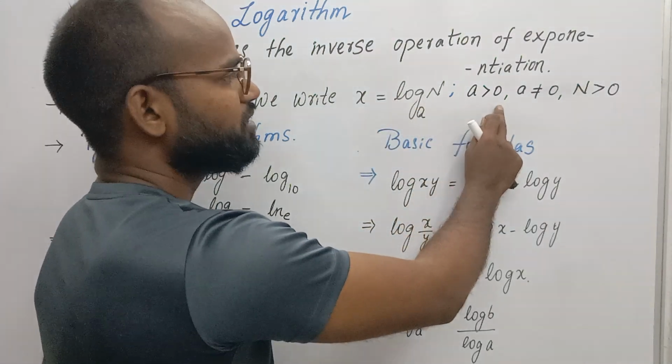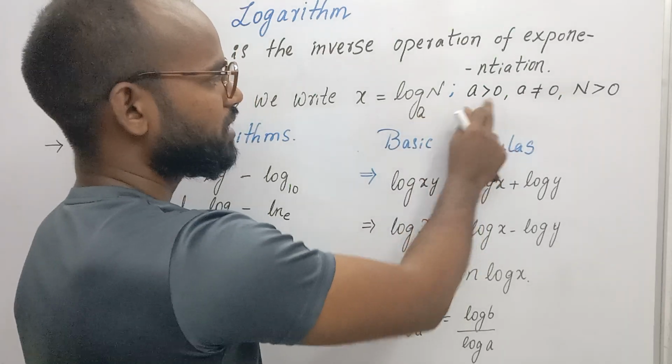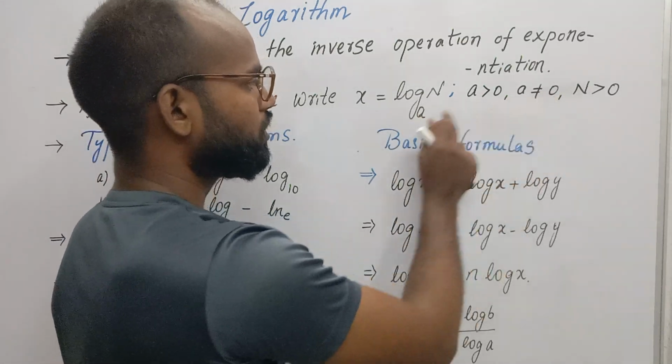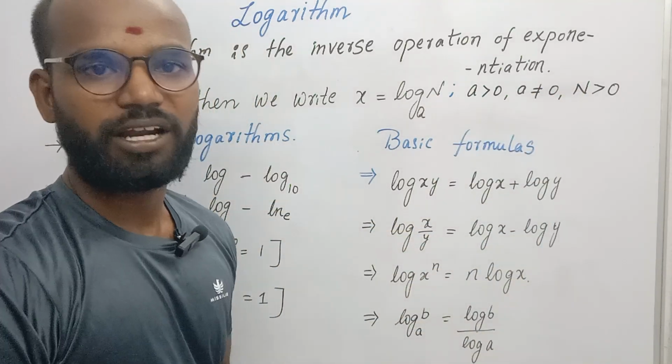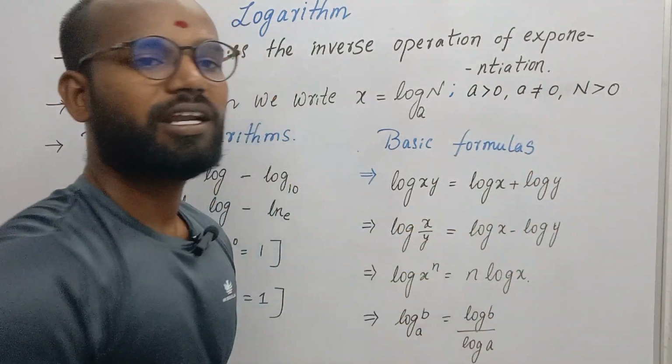So a is greater than 0. Here conditions are applied: a is greater than 0 and a is not equal to 1, and n is greater than 0. N is any real number.